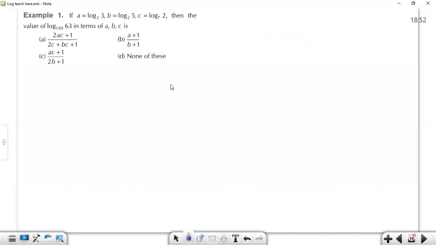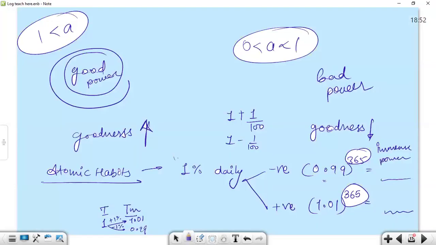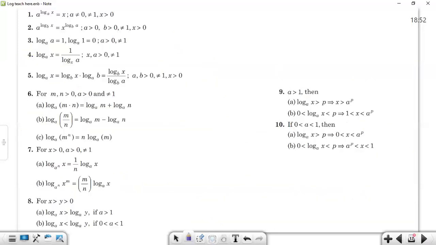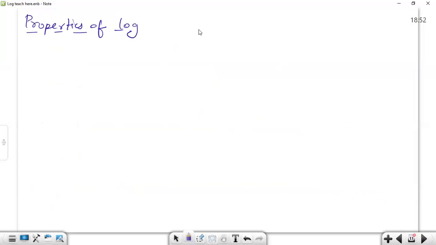So example number 1. No, before that, properties. Very important properties. Logarithm of mn to the base a can be rewritten as logarithm of m to the base a plus logarithm of n to the base a. That's a property.